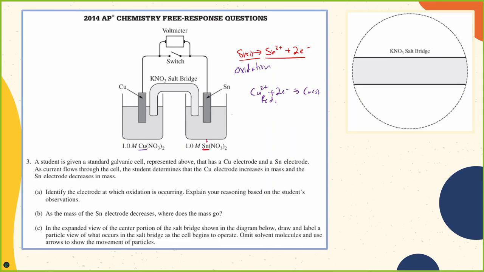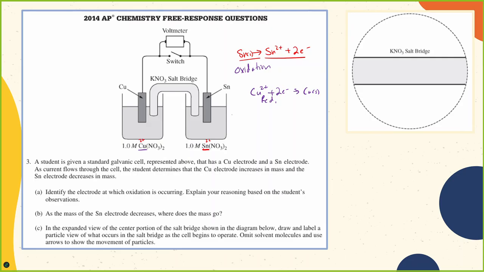And based off of this being 2 plus here, that tells me the solution's there. So oxidation is tin. Identify the electrode: the tin is where oxidation is occurring because it is decreasing in mass. Therefore, when it changes into the tin 2 ion, it gives off 2 electrons, goes into solution, and leaves the mass of the electrode.